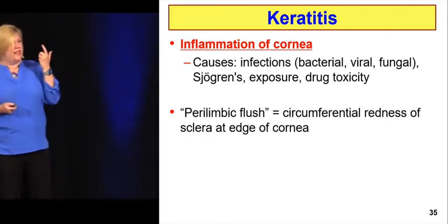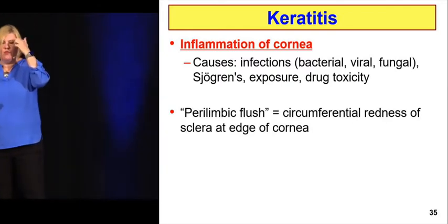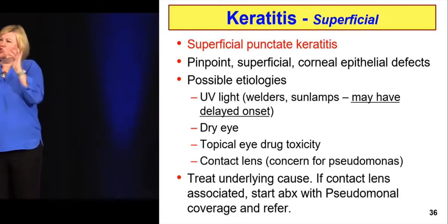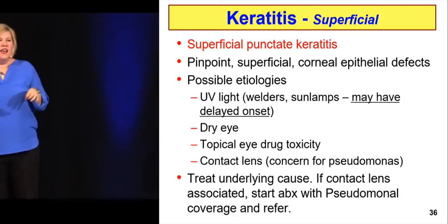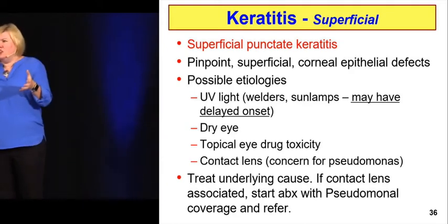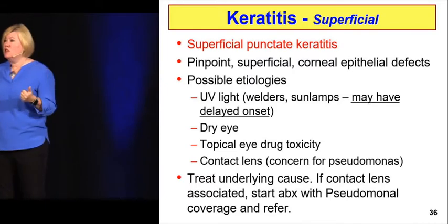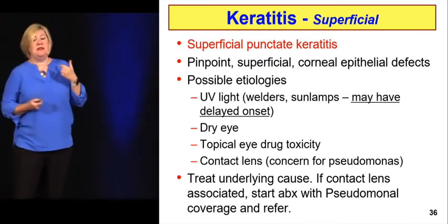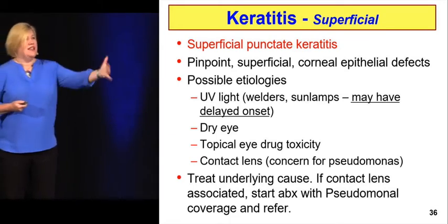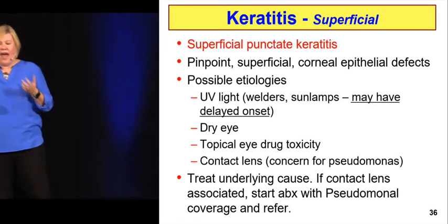And then you also will get that perilimbic flush, that circumferential redness of the sclera at the edge of the cornea. Now, if we're talking about superficial keratitis, we're talking about just on the surface there. And often there's some etiologies here you'd think about. UV light might be one of them. This could be from someone who's a welder, could be the snow blindness thing, could be sun lamps. And often they have an exposure of UV light, and the onset of their keratitis is a little bit delayed from when the actual exposure happens.